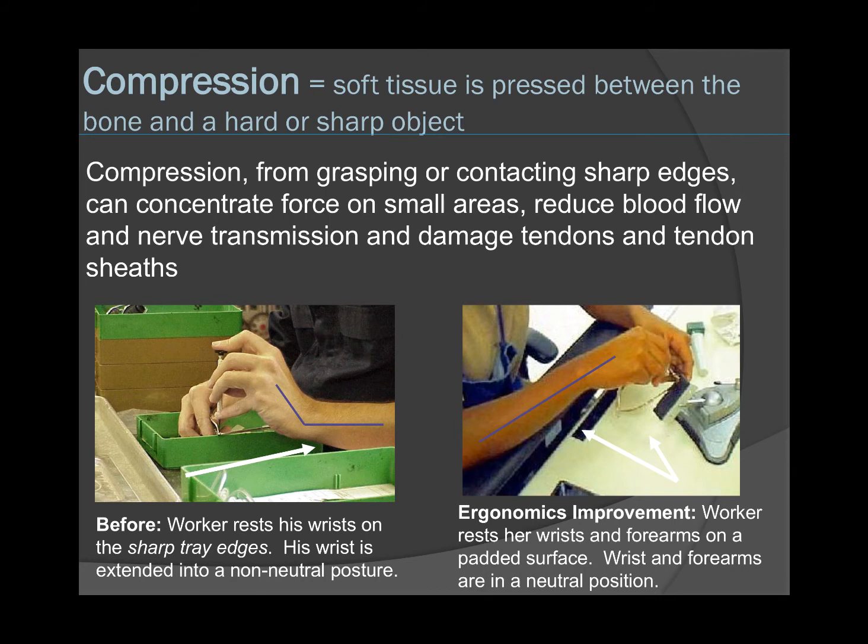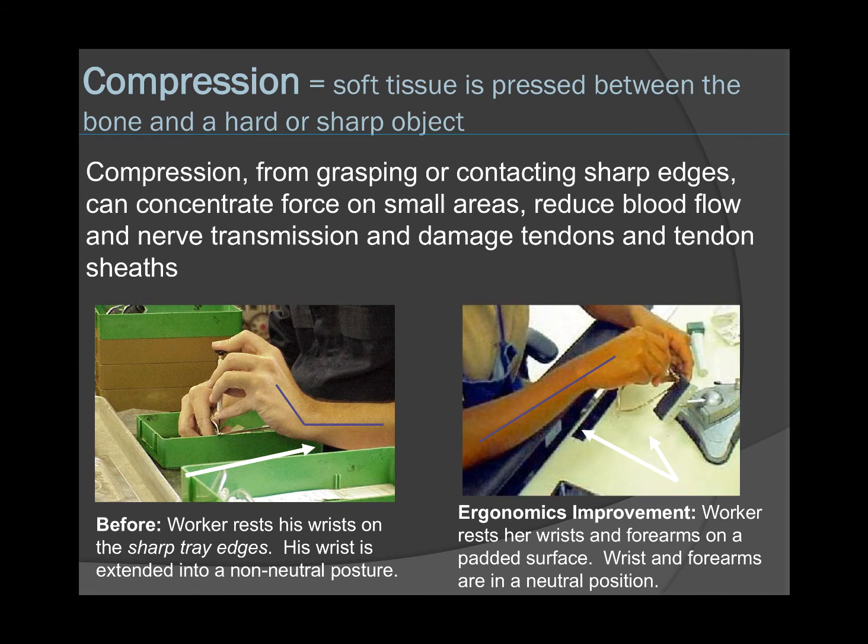Compression is our next physical workplace risk factor. Compression is when you have a hard object that's pressing against your soft tissue. We see this primarily in our upper extremities, where you're resting on a hard surface, such as resting your elbow on a desk edge, or here you have the worker who's resting their arm on the edge of a box that's used to keep all the stuff together that he's assembling.